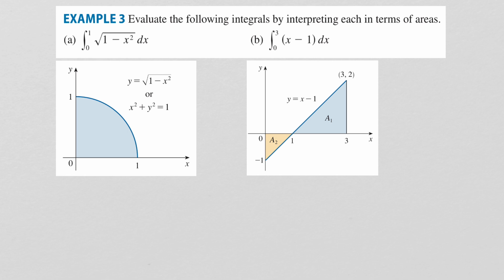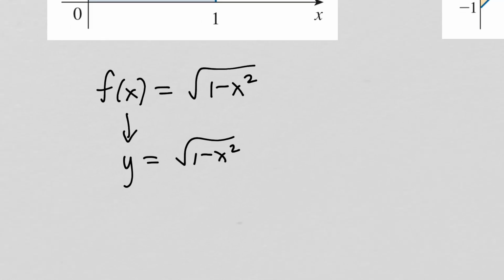And I think it's sort of obvious that this is 1/4 of a circle. But it may not be obvious why this is the graph at all. So let's go through that process very quickly. So the function that I have in the integral there is the square root of 1 minus x squared. Let's remember that f of x can also be called y. And if I have y equals the square root of 1 minus x squared, I can square both sides of that equation to get y squared equals 1 minus x squared.